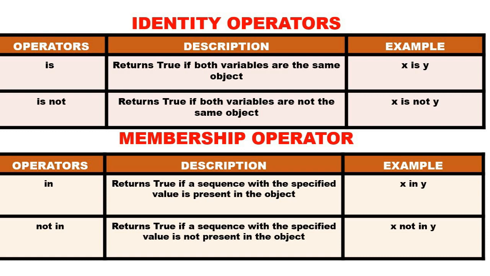Second one is membership operators. It is mainly used in lists, dictionaries and so on. And here are the membership operators. First one is in and second one is not in. In returns true if a sequence with a specified value is present in the object. Not in returns true if a sequence with a specified value is not present in the object. As I told before, in future we will definitely discuss lists, dictionaries and objects. I will clearly explain about these two operators. As of now, it's okay to know that these two operators are available in Python and these two operators are special in Python.